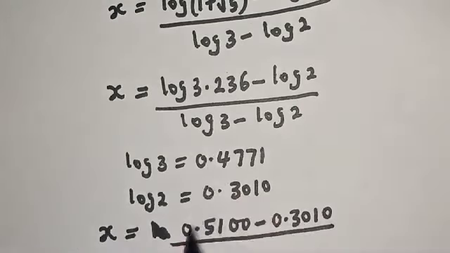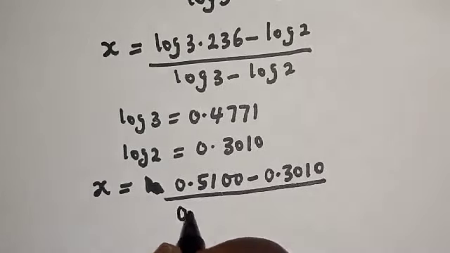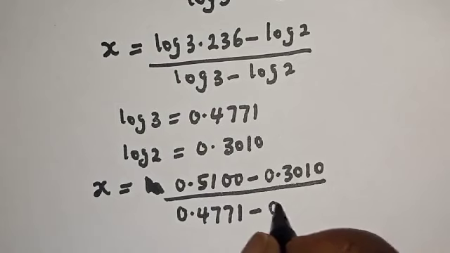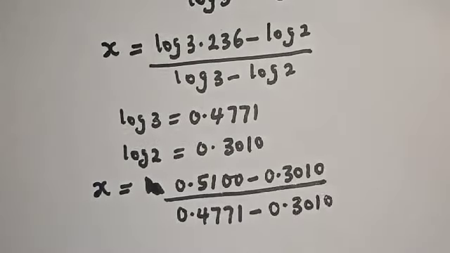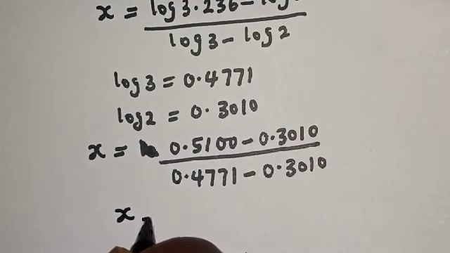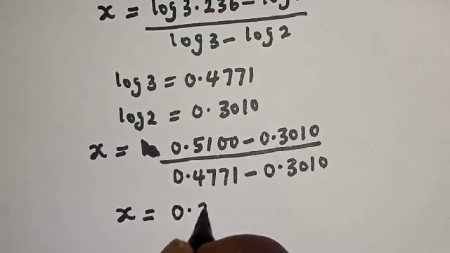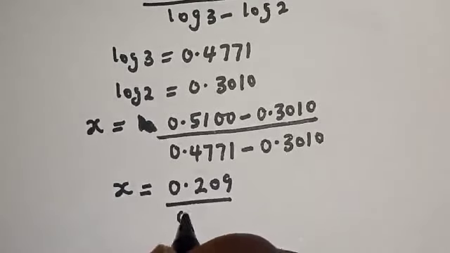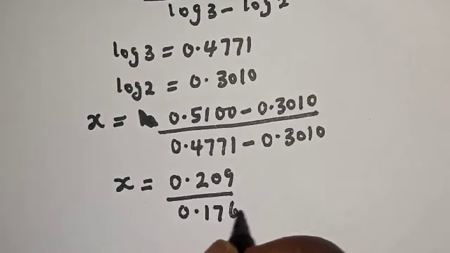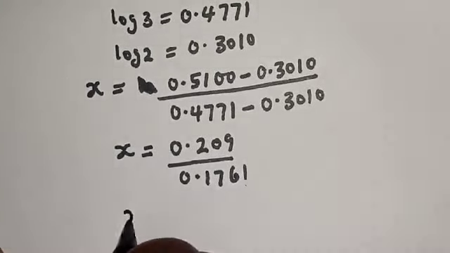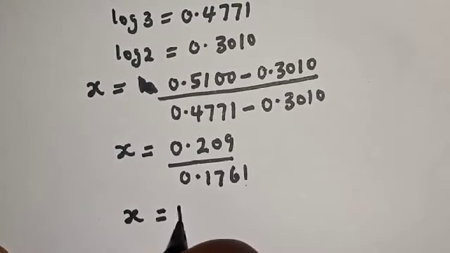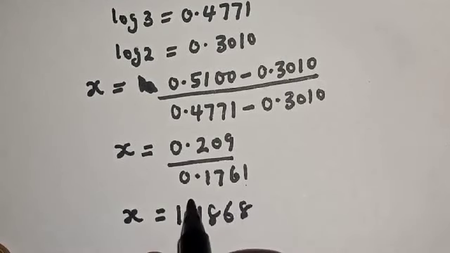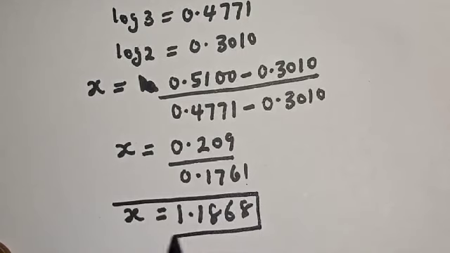divided by log 3 is 0.4771 minus log 2 is 0.3010. Then x is equal to 0.209 divided by 0.1761. Then x is equal to 1.1868, and this is the final answer.